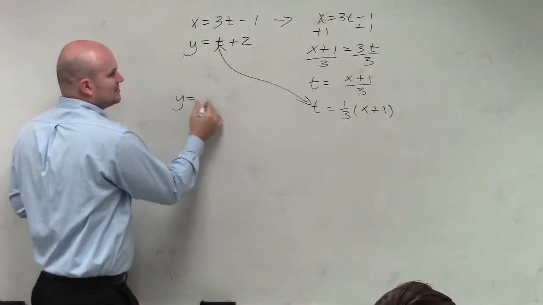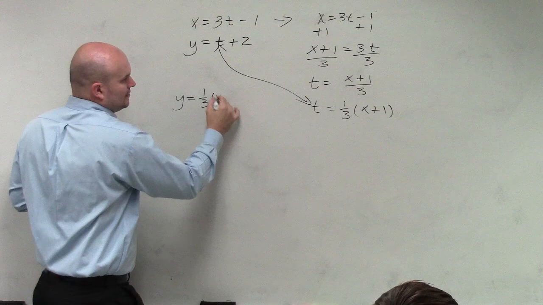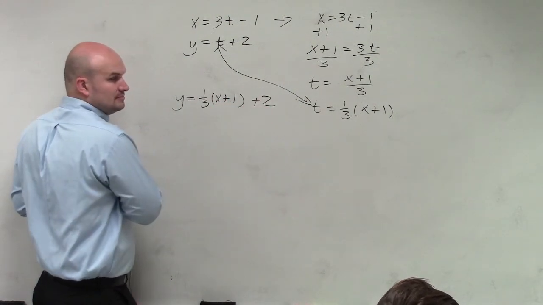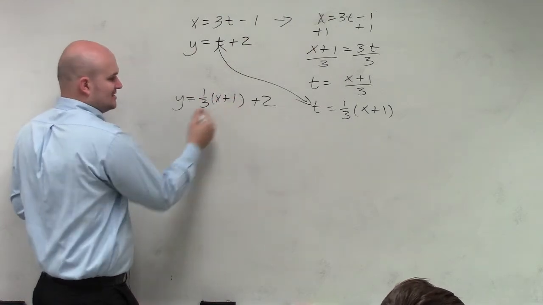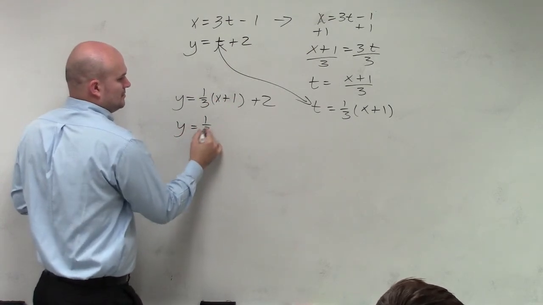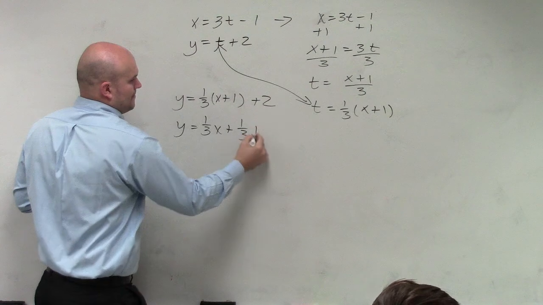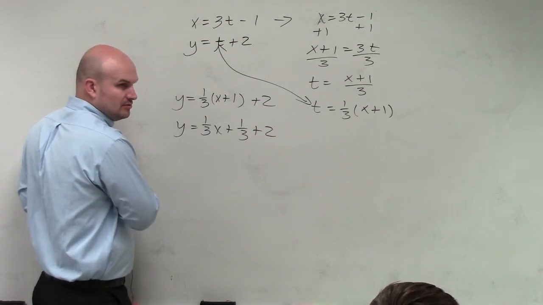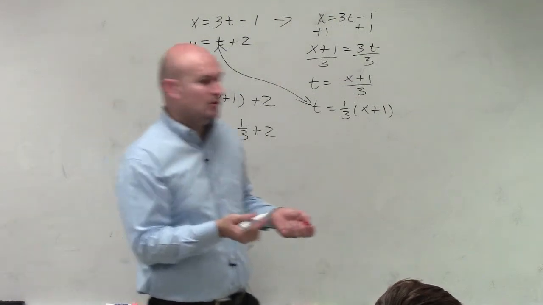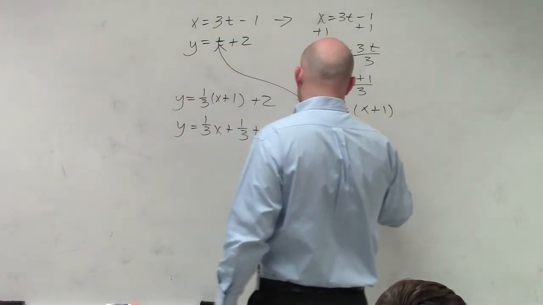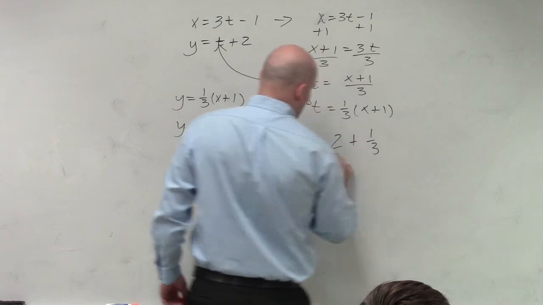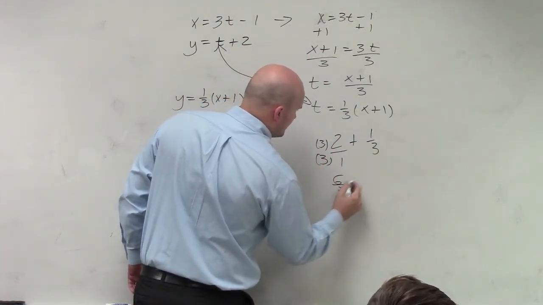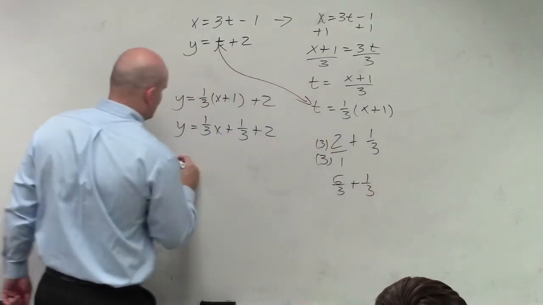So y equals 1/3 x plus 1 plus 2. Now, obviously, I could simplify this. Then you'd have to add 1/3 plus 2, which would be 2 and 1/3. Or you could do your fractions, Zach. And if you guys remember adding fractions, you could say that's 7/3.